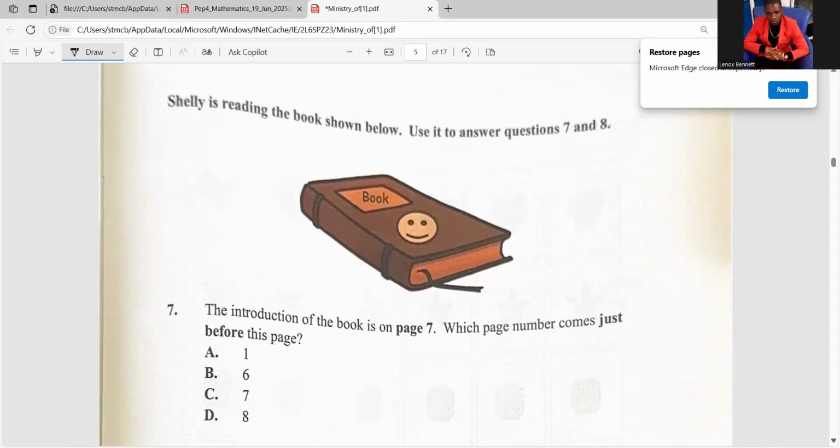Shelley is reading the book shown below. Use it to answer question 7 and 8. The introduction of the book is on page 7. Which number comes before this page? So for number 7 will come number 6.